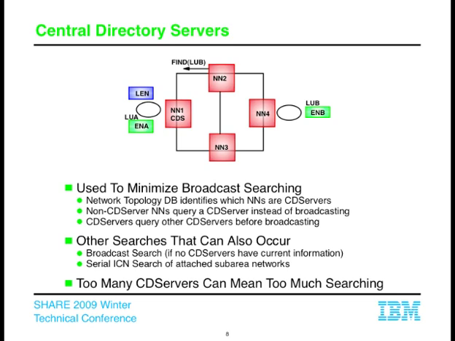So instead of each network node performing a broadcast search for every possible target resource, we've now got it reduced down to one broadcast for each resource from the central directory server, and all the other network nodes can basically take advantage of that. All right.